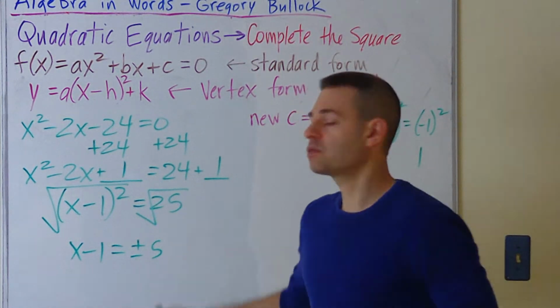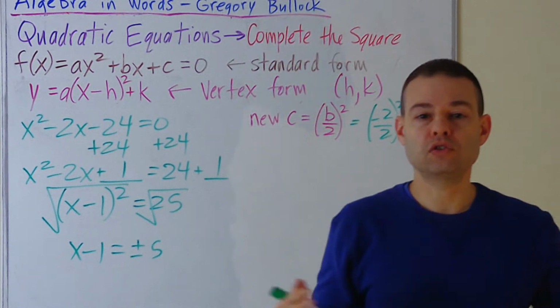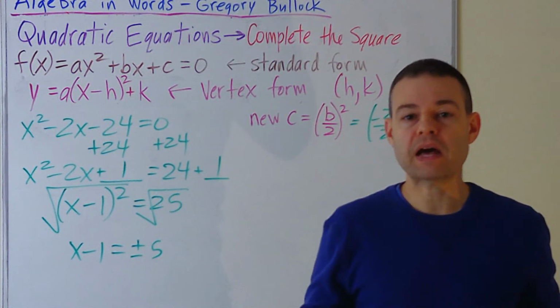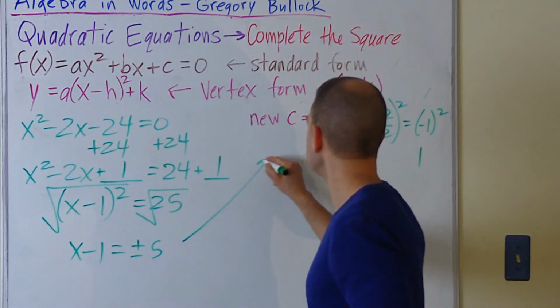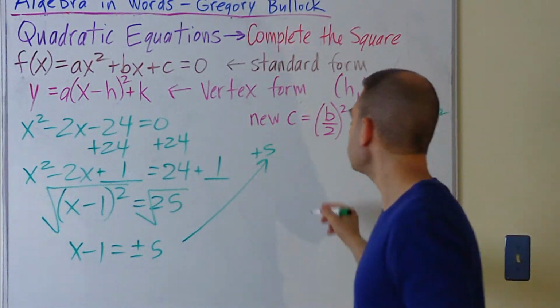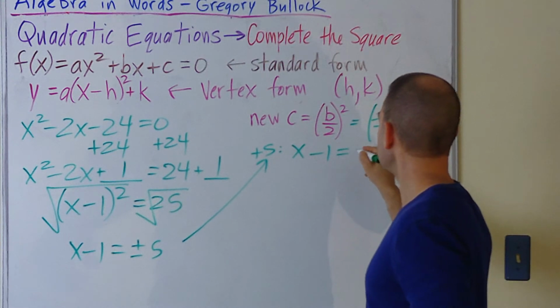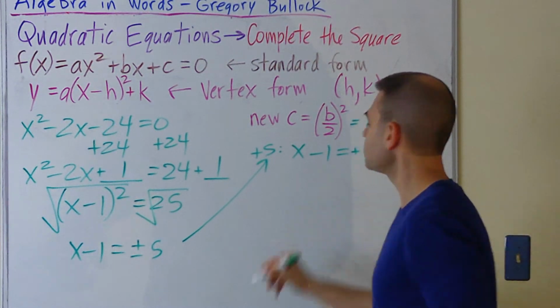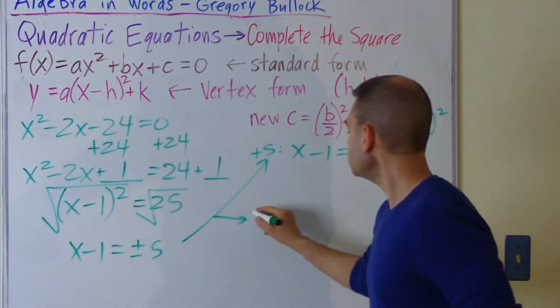So now that we have plus or minus 5, what I'm going to do is break this up into two equations now. One with the plus 5 and one with the negative 5. So let's just do that over here where we have room. And let's start with the positive 5. So we have x minus 1 equals positive 5. And then let's do down here the negative 5.